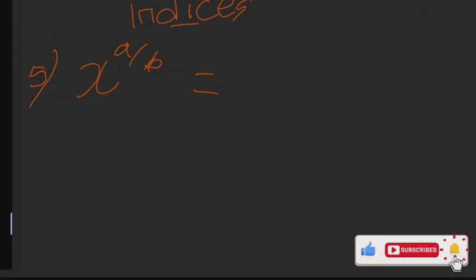So we have x raised to the power a over b. Now this means the bth root of x, raised to the power of a. So the denominator is the root. If the denominator is 2, it means square root of x raised to the power of, let's say, 3. So that's it. Let's take an example.